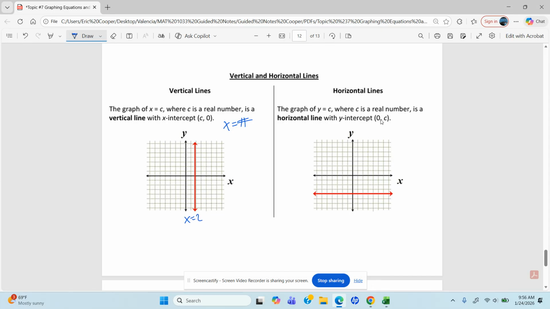For horizontal lines, it's the opposite. It's y equals some number. That number depends on where it crosses the y-axis. So for example, we see that this one crosses the y-axis at -4. So this would be y equals -4. So whenever you see x by itself, it's asking you for a vertical line. And whenever you see y by itself, it's asking you for a horizontal line. That's a little trick that you can remember when you go and graph these.